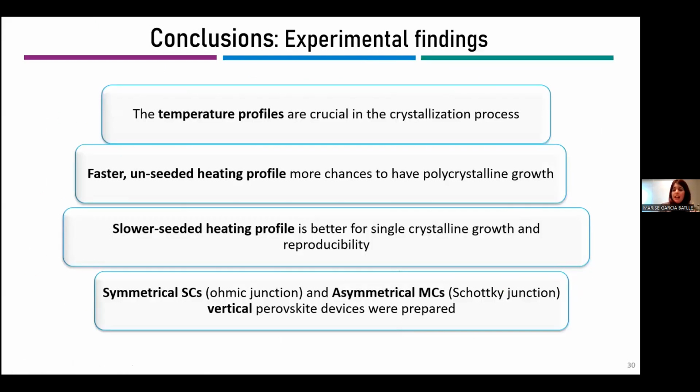So finally, I would like to conclude, I'm almost in time. Basically, about the experimental findings, we found that the ITC method works, but we need to optimize this method. The faster seeded heating profile didn't work for us because we ended with many polycrystalline samples, but the slower seeded heating profile works for us, and we obtained good single crystals with a high degree of crystallinity and high reproducibility of our experiments. We use symmetrical single crystalline samples and asymmetrical microcrystalline perovskite in order to minimize the dark current.